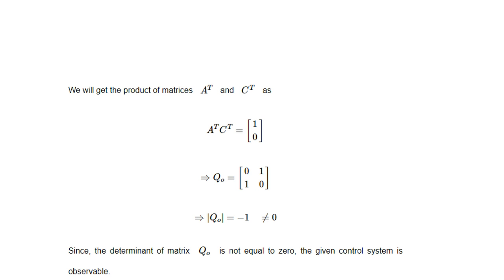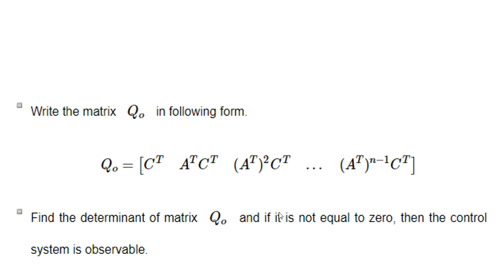Now again, you know how to find the determinant of the matrix. Let's find the value of this matrix first. This symbol will be helpful for finding the determinant. So this 0 into 0 is 0, minus this 1 into 1. So 0 minus 1 will become minus 1. Although it is minus, it is not equal to 0. See carefully, as per the definition, if the determinant of this matrix is not equal to 0, then the control system is observable.